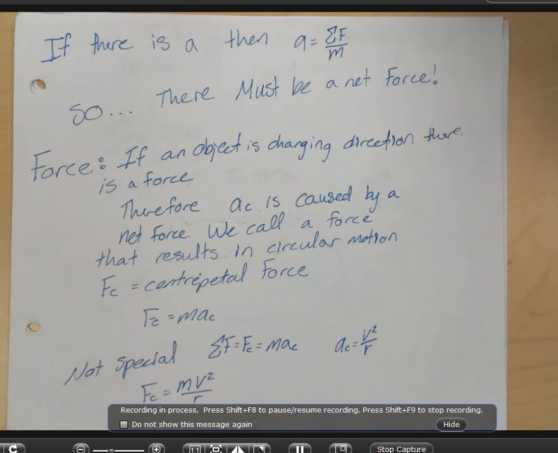Alright, so video interruptions and all that. Let's go ahead and move on. This is dynamics of circular motion, video part 2.